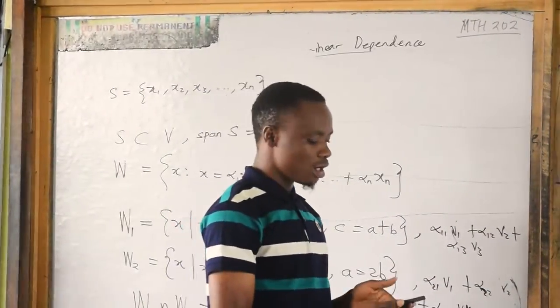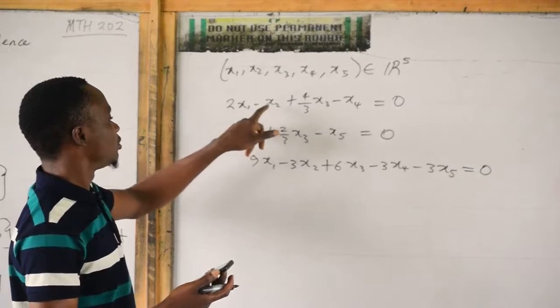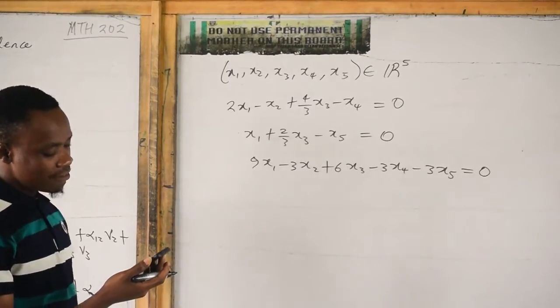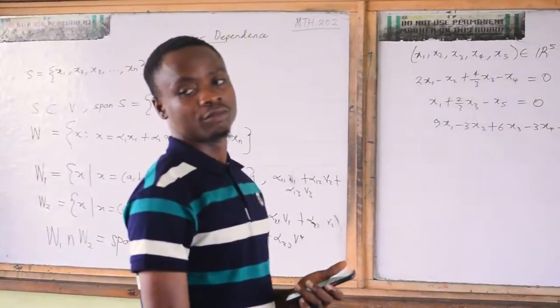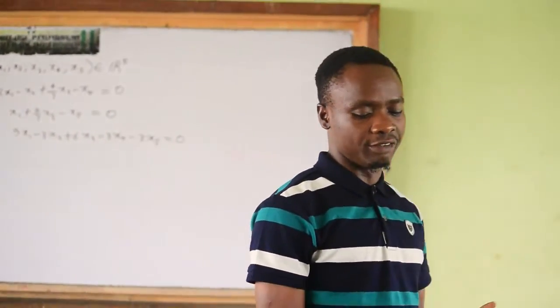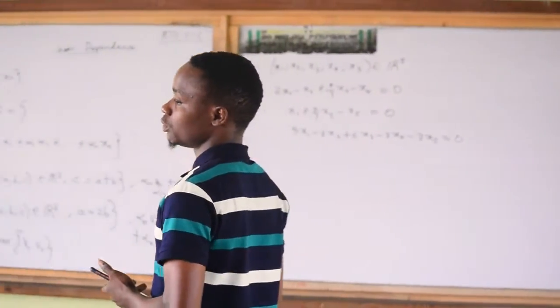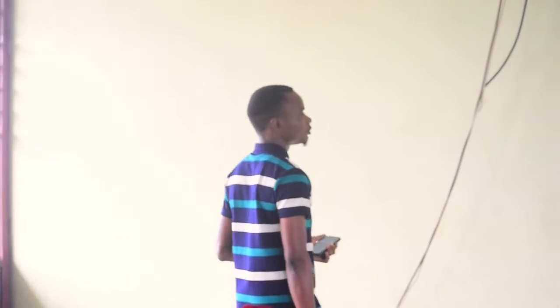Let W be the set of all elements of R5 which satisfy these relations. Find a finite set of vectors which spans W.